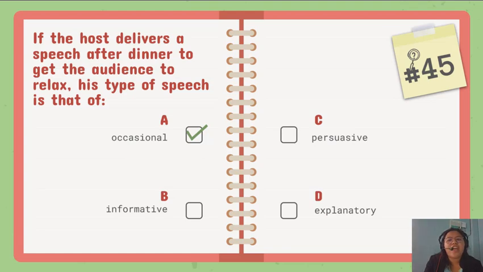Occasional. Occasional or entertaining speeches aim to amuse the audience or to get them to relax and enjoy themselves. This kind of speech deals with the subject in a light-hearted manner. An example is an after-dinner speech that aims to make the guests feel relaxed after eating.